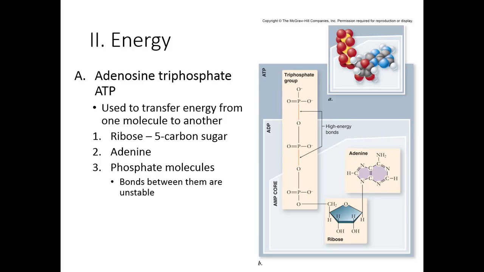And the bonds between those phosphate molecules are unstable, and that's what will release energy when one breaks off. So that's illustrated here. Here's our adenine, here's our ribose, here's our 3 phosphate molecules, and the bonds between them are high energy bonds, meaning they are unstable and they will release energy quite quickly. If there's only 2 of them, then it's called ADP, meaning there's only 2 phosphates, and you also have AMP, or adenine monophosphate.